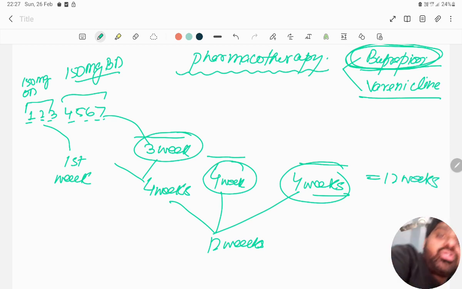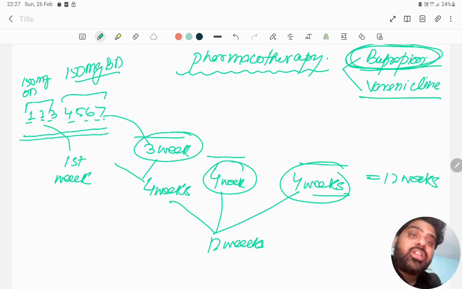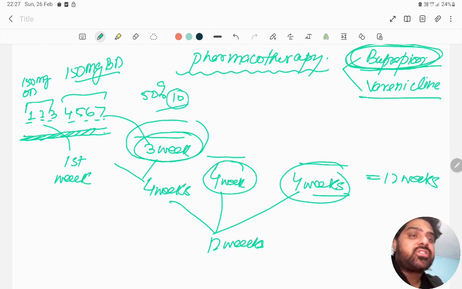But what does the person have to do? The person will not quit smoking in the first week. He has to smoke whatever amount he smokes in the first week. But after the first week, in the initial 3 weeks, he has to reduce smoking by 50%. For example, if he used to have 20 cigarettes a day, now he has to smoke just 10 cigarettes.